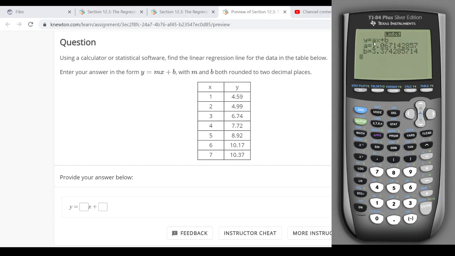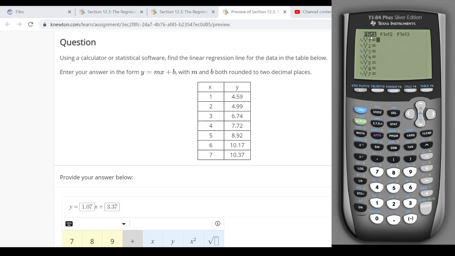And then look, see it's y equals ax plus b. So a is the number attached to x, that's the slope. B is not attached to x, that's the y-intercept. And they give you a and b here. They want us to round these to 2 decimal places. So y equals 1.07 if I rounded to 2 decimal places, 1.07x plus, and then b is 3.374, so 3.37 rounded to 2 decimal places. Now, if you want to graph this, go back to your y equals.